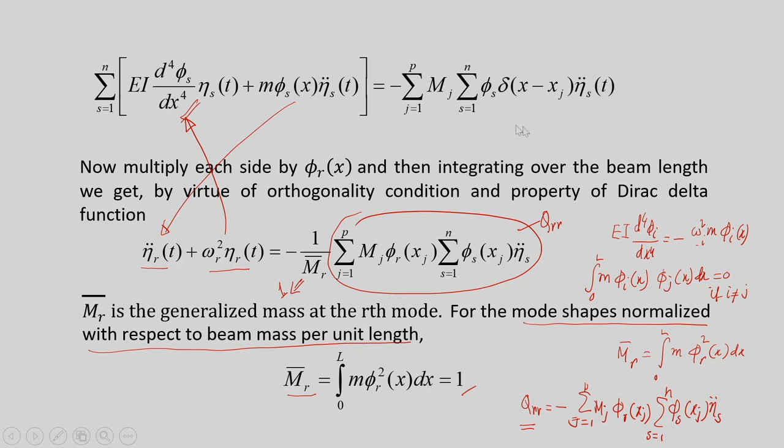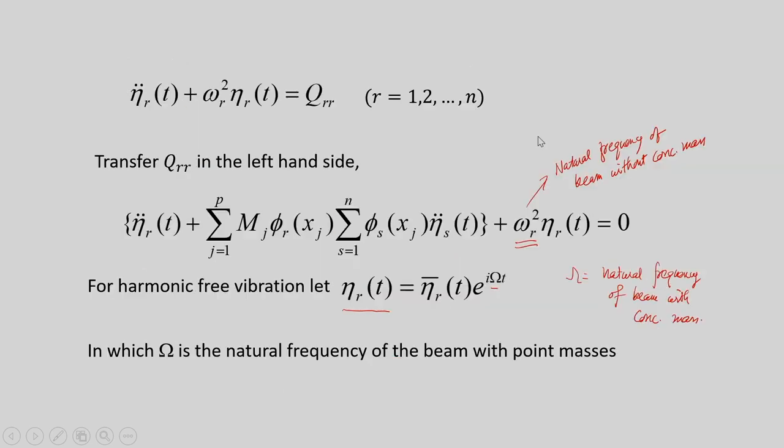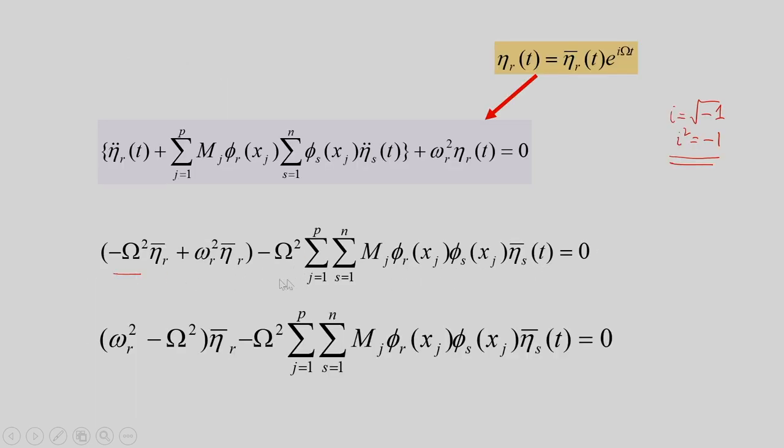When the integration is done here, everywhere phi_r(x_j) and phi_s(x_j) is coming, because here the argument is x_j. So this expression we have got. Now this expression can be further arranged: (omega_r square minus capital omega square) eta bar_r minus capital omega square summation j equal to 1 to p, summation s equal to 1 to n, m_j phi_r(x_j) phi_s(x_j) eta bar_s(t), where eta bar_s(t) is a function of time.